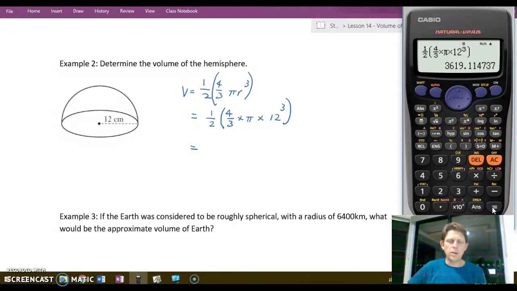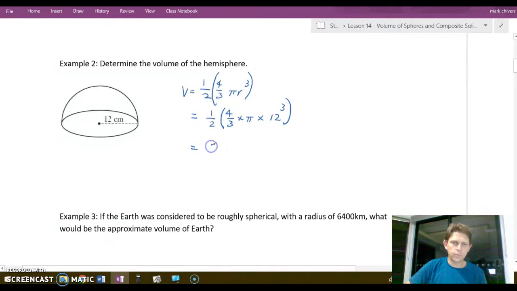So because I halved it to start with, I don't have to worry about halving it now. That's the final answer. And I'm going to go to one decimal place and say 3619.1. And I'll look at my units, and they're in centimeters, so my answer will have to be in centimeters cubed.